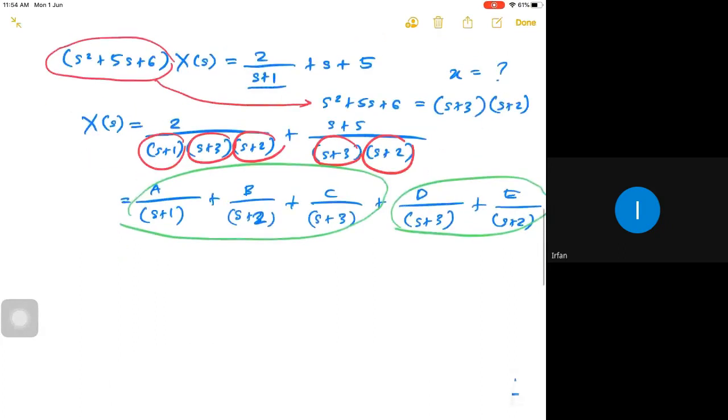So A is equal to 1 over s plus 1. So that's the answer that I get. B is equal to 1 as well, over s plus 2. Sorry, this is 2. B is equal to 2 plus negative 2.